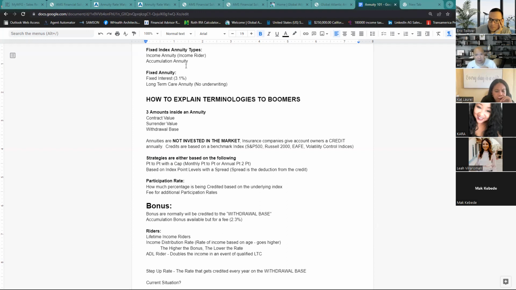Withdrawal base is 1.2, which means if you say, I want to start taking out money, and based on your age, the annuity will pay out 5%. So that 5% will be based on that 1.2 million. But if you decide to withdraw money or liquidate your money, it's still going to be at $1 million minus the surrender charge.